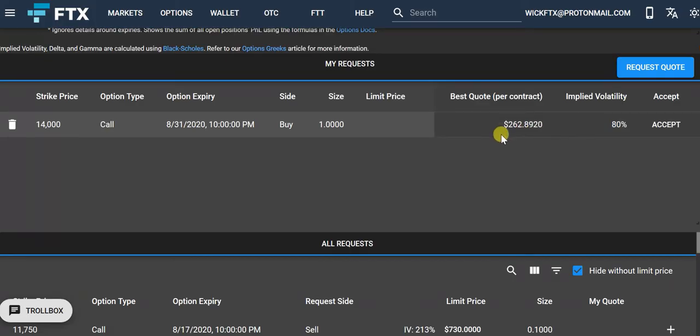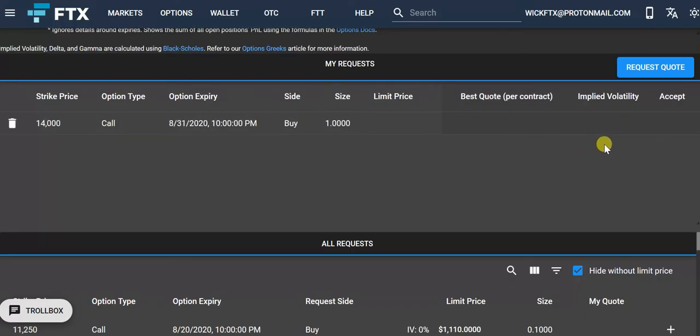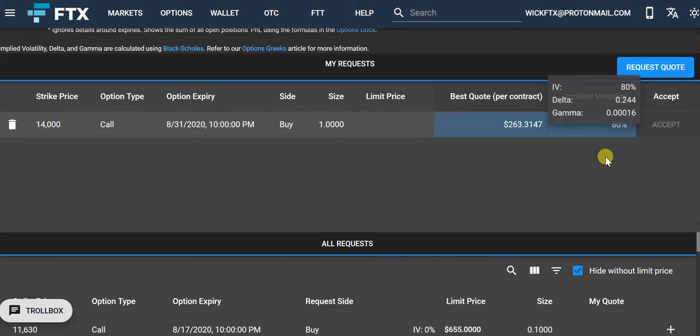The only reason that happens is because, as we know, Bitcoin is very volatile and the price is moving up and down a lot. And so they have to revalue their option pricing. Now, to the right, we will have the implied volatility. When your quote reappears, if you hover above this implied volatility number, it will also give you your delta and your gamma, as you can see there.